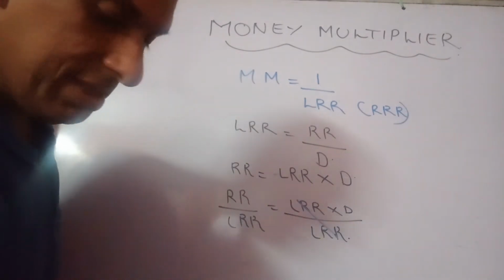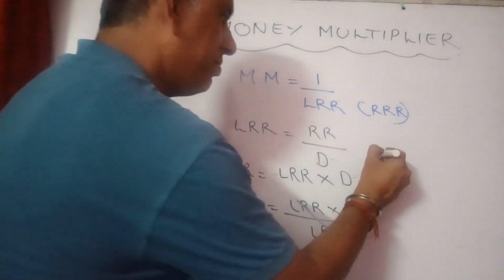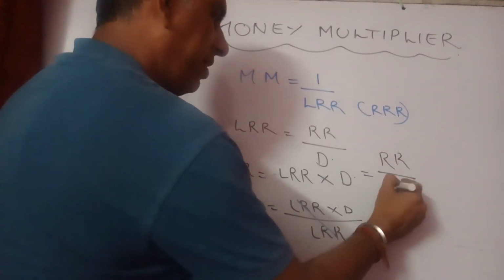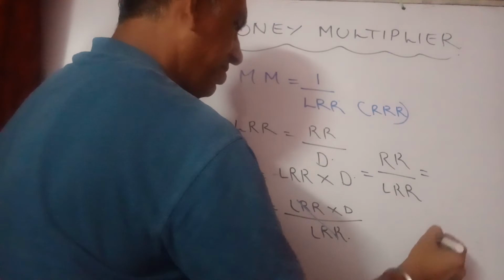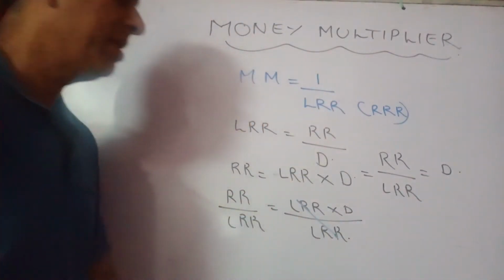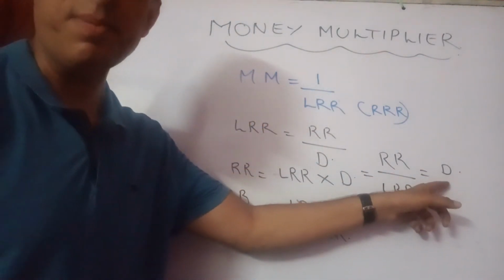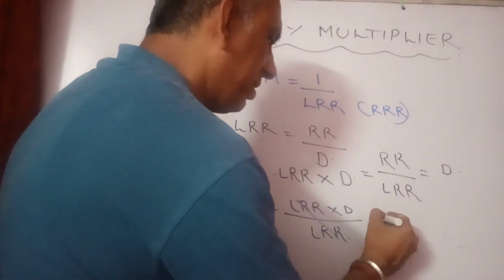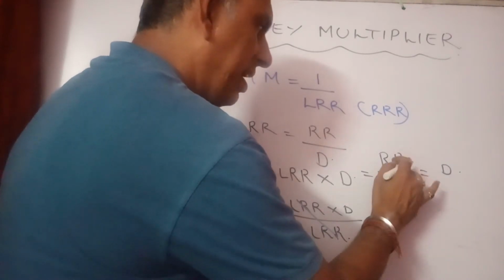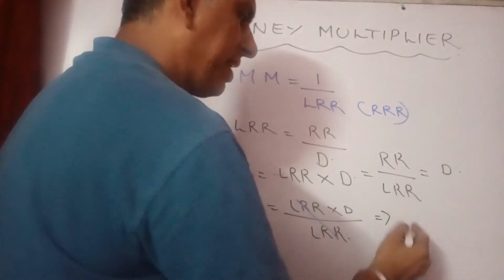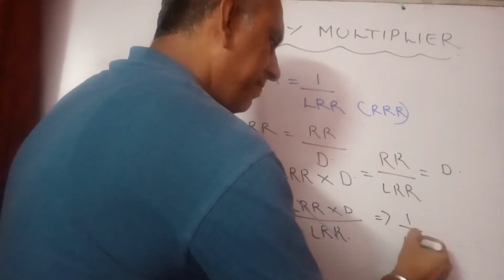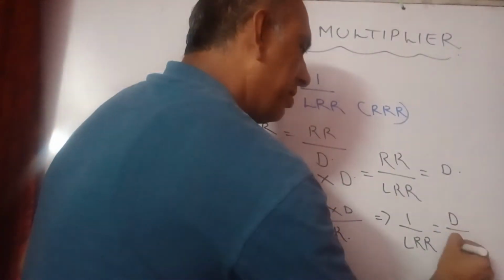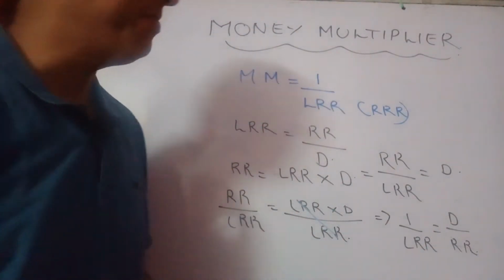LRR on the right hand side of the equation, we come to the following observation, which is deposits here, remember students, represent money supply. Now further, if I have to continue with the next step, I take required reserve to the right hand side of the equation and I would be left with 1 as a numerator, demand deposits upon required reserve.